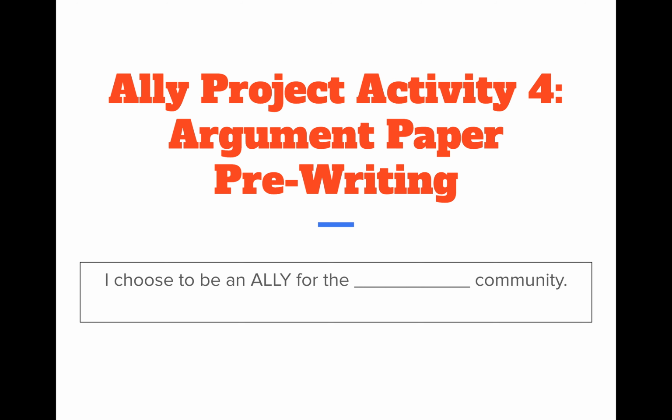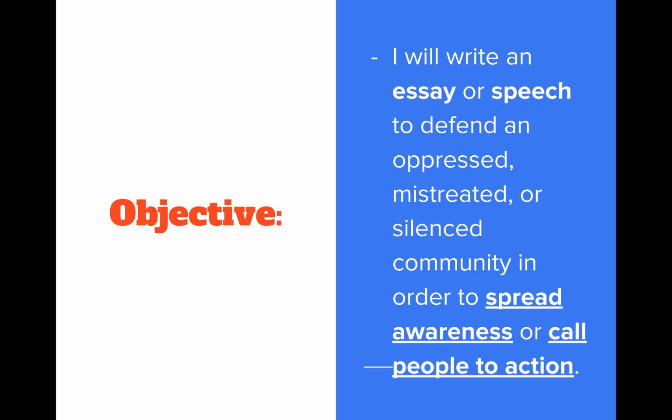Hi English 1 students. This video will help explain Ally Project Activity 4, which is a mastery grade, and it will help you write your argument paper. It's the pre-writing activity. So you are going to be choosing to be an ally for a specific community.